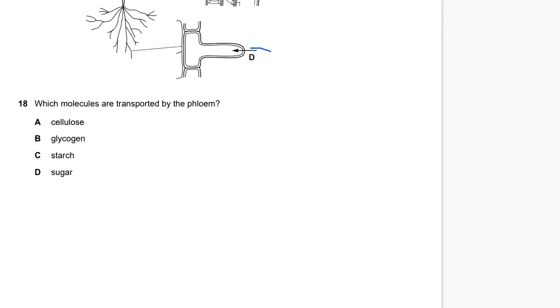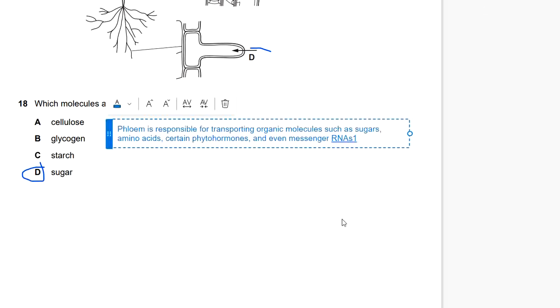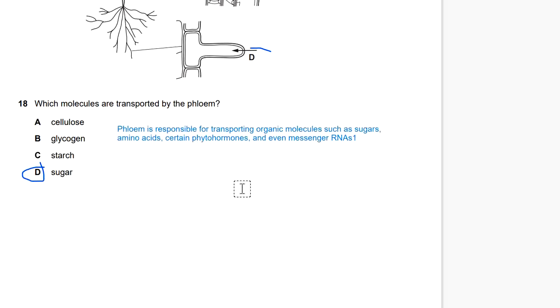Which molecules are transported by the phloem? So the correct answer for this is letter D, sugar. So it says here, phloem is responsible for transporting organic molecules such as sugars, amino acids, certain phytohormones, and even messenger RNAs. That is actually the molecules that are transported by the phloem.